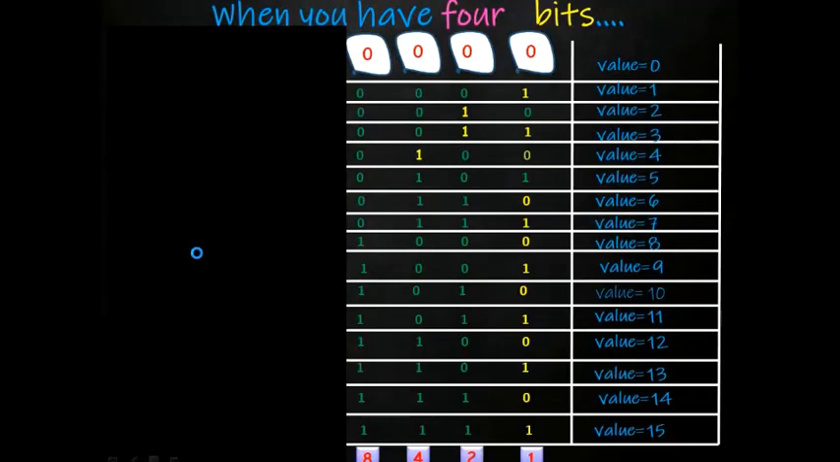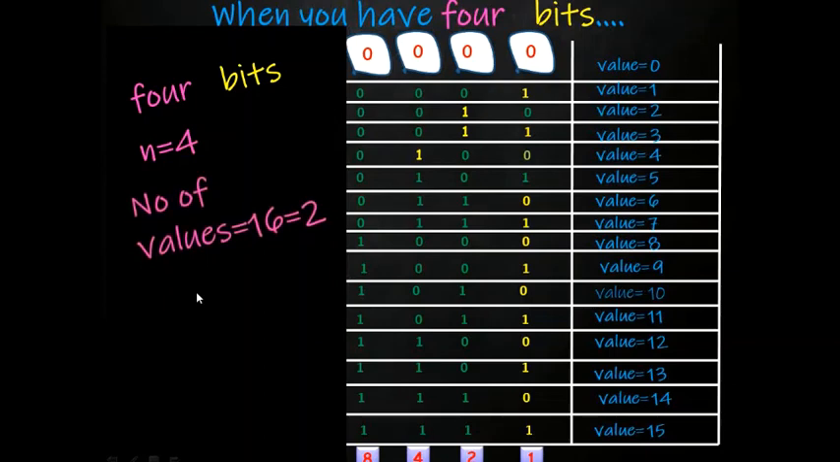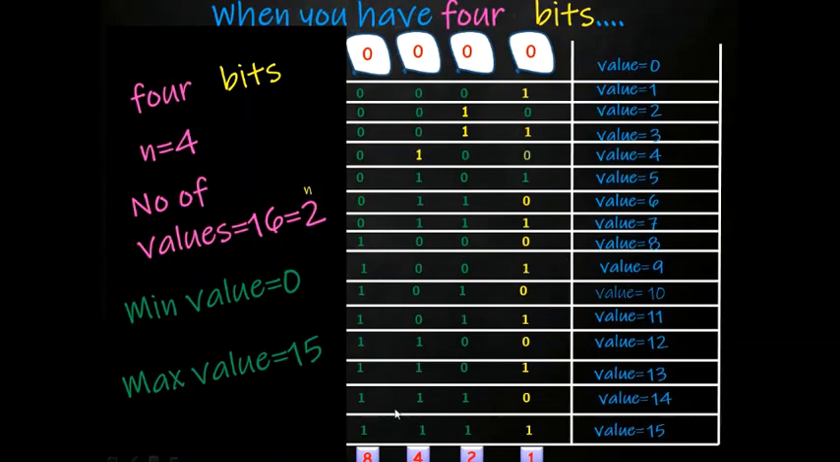Let's see when n is 4. When n is 4, let's pick up any random value. When you have value 8, 8 is got by setting only 1 here, rest all are 0. Say for example 12. 12 is got by 1, 1, 0, 0. Next one 15. 15 is got by 1, 1, 1, 1. So that means when you have 4 bits, n is 4, number of values is equal to 16, which is equal to 2 raised to n, that is 2 raised to 4. Min value is 0 and max value is 15.